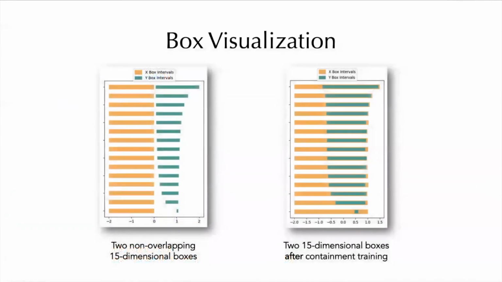In addition, we also support visualization of high-dimensional boxes. For example, we can visualize two non-overlapping boxes like the graph on the left, or two overlapping boxes like the one on the right. Each row represents the edge of the box projected to one dimension, with the left endpoint of a green or orange line being the minimum coordinate of a box and the right endpoint being the maximum coordinate of the box.